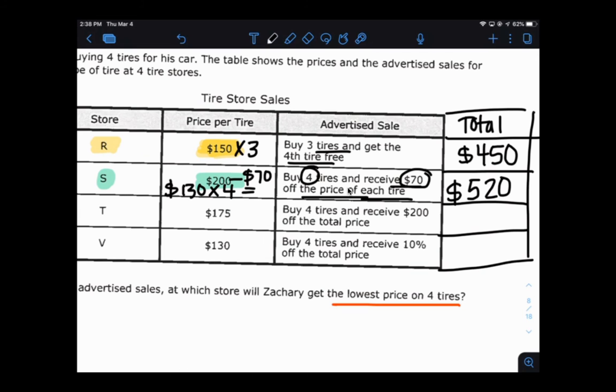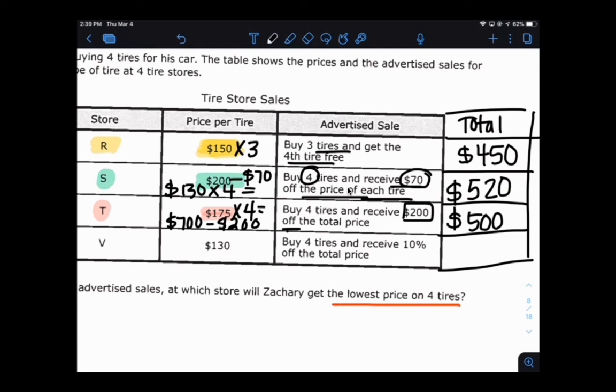So let's see, T. We have store T. And it says that store T, each tire is $175, but what's the deal? It says buy 4 tires and receive $200 off the total price. So if I multiply this times 4, I will get $700 that I would have to pay. But then I subtract the $200 off the total price, right? Minus $200. So he would end up paying only $500. Still, that deal does not defeat the first store. Let's check on the last one.